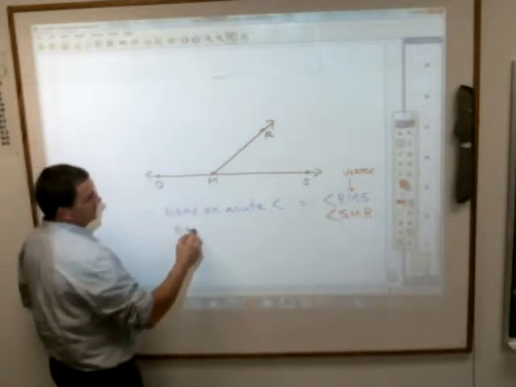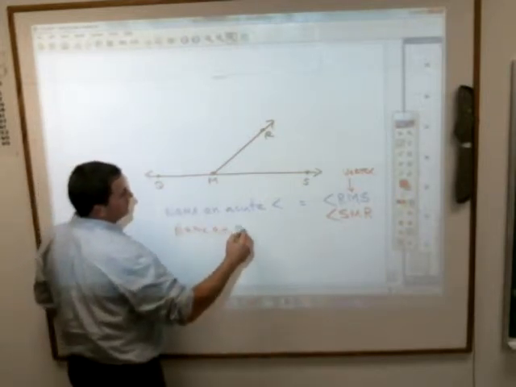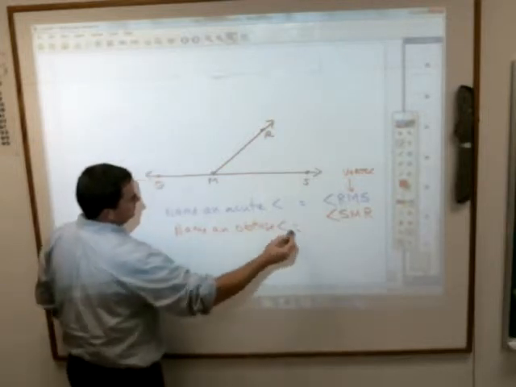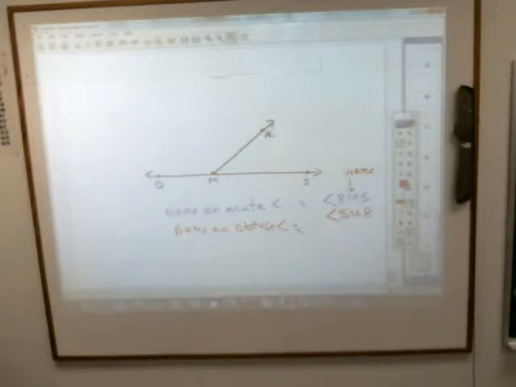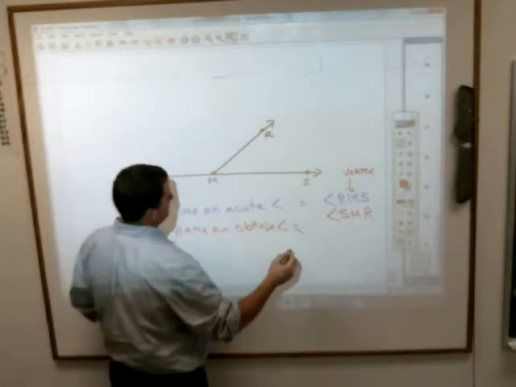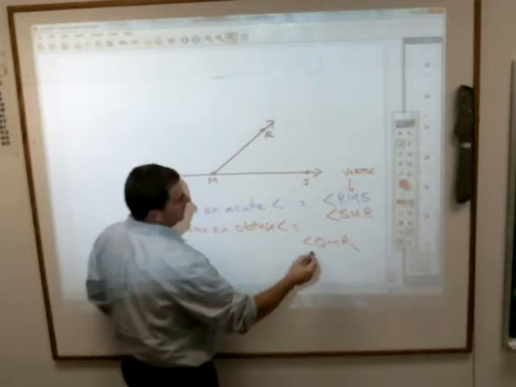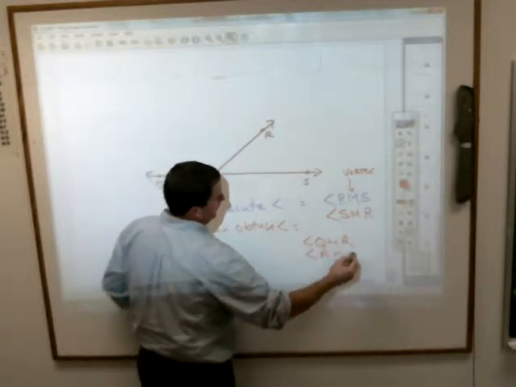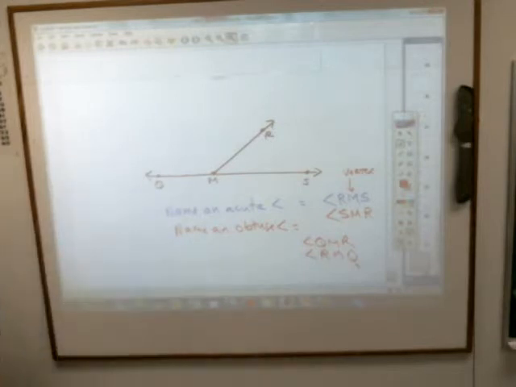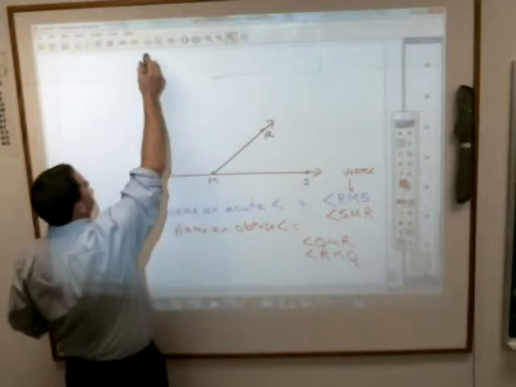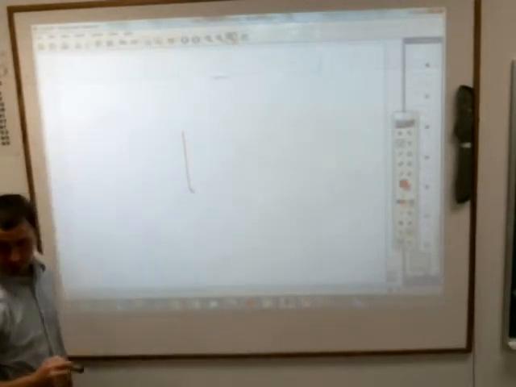If I asked you to name an obtuse angle, an obtuse angle there would be, Grace? QMR. Angle QMR, or you could call it angle RMQ. And I suppose if you were, well, no, let's not even go there. How about one more shape? What if we have this shape right here?